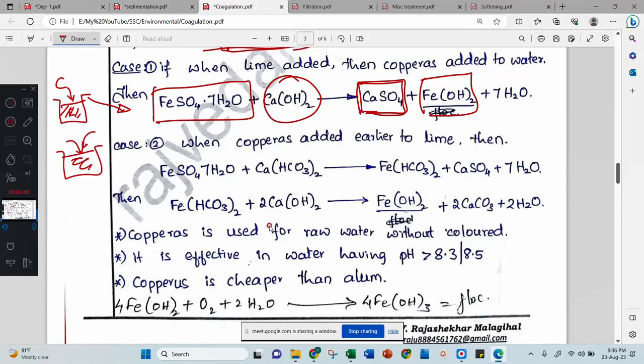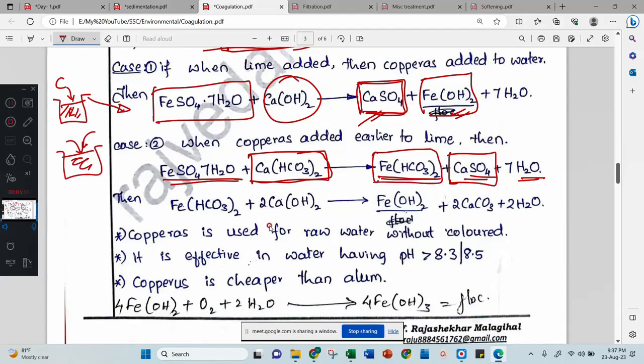The first case will give permanent hardness and also flock. But when copperas is added earlier than the lime, this copperas will react with the calcium bicarbonate present in the water. But will it produce a flock? No. The flock is not produced here, but permanent hardness is produced.